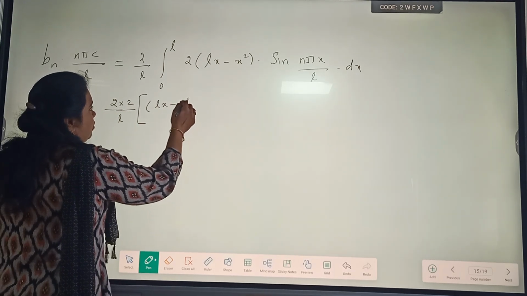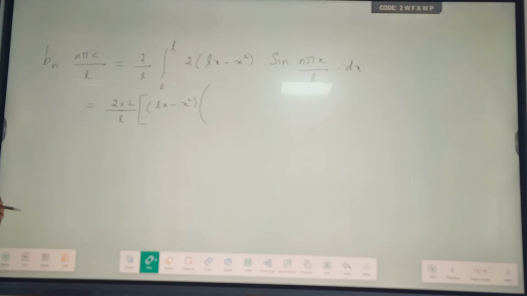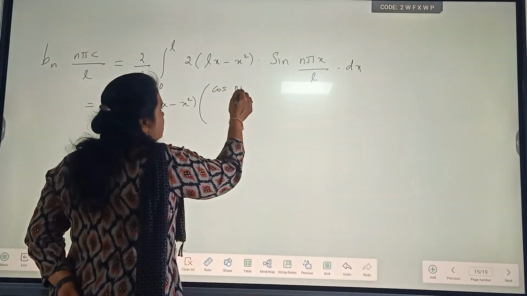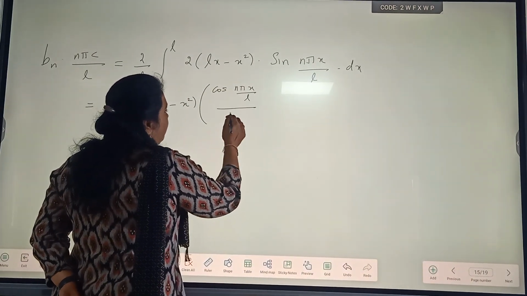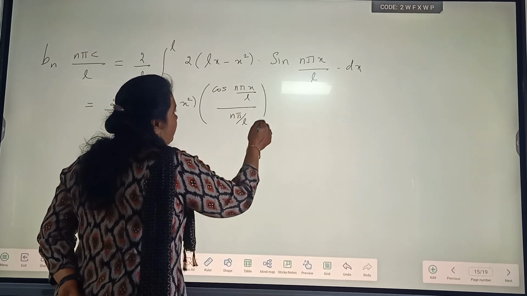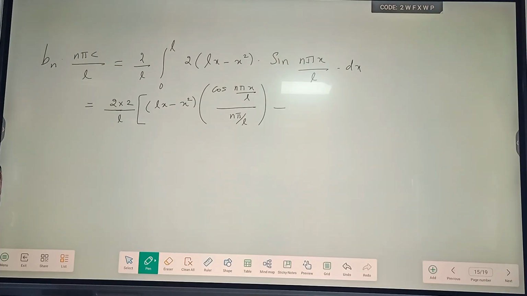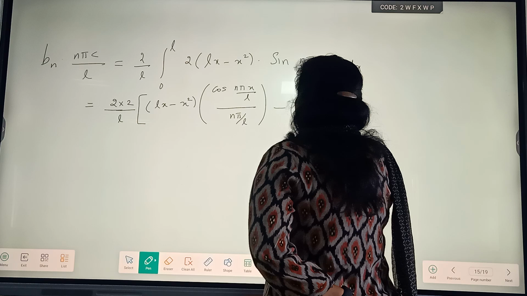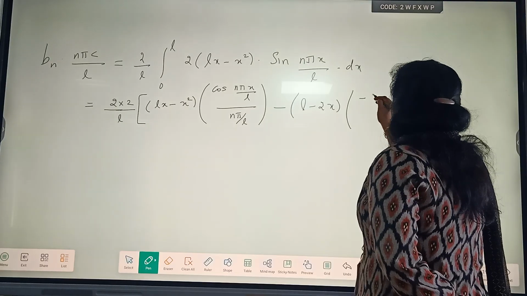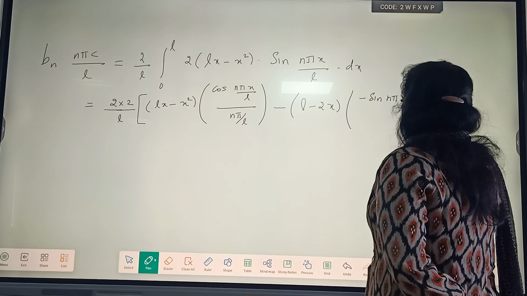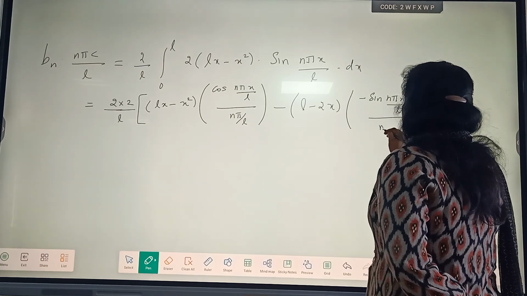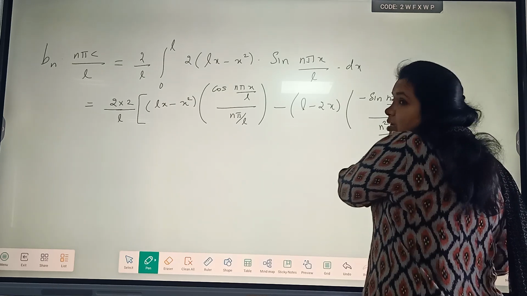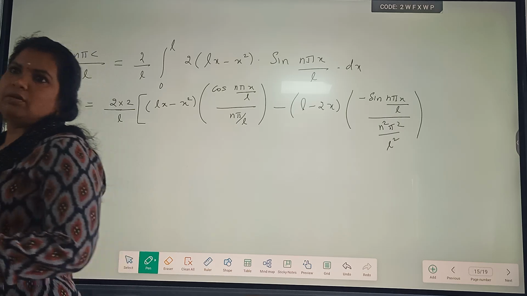Lx minus x square. What is the integration of sine? Cos n pi x by L divided by n pi by L. uv minus u dash v1, minus u dash v1. Yeah, L square is not there, is it? Lx minus x square only, is it?